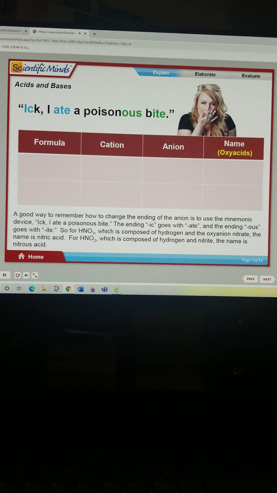A good way to remember how to change the ending of the anion is to use the mnemonic device, "ic, I ate a poisonous bite." The ending ic goes with ate, and the ending us goes with ite. So for HNO3, which is composed of hydrogen and the oxyanion nitrate, the name is nitric acid. For HNO2, which is composed of hydrogen and nitrite, the name is nitrous acid.